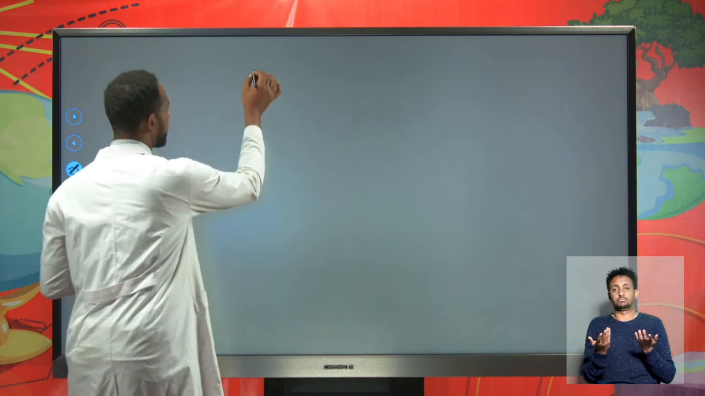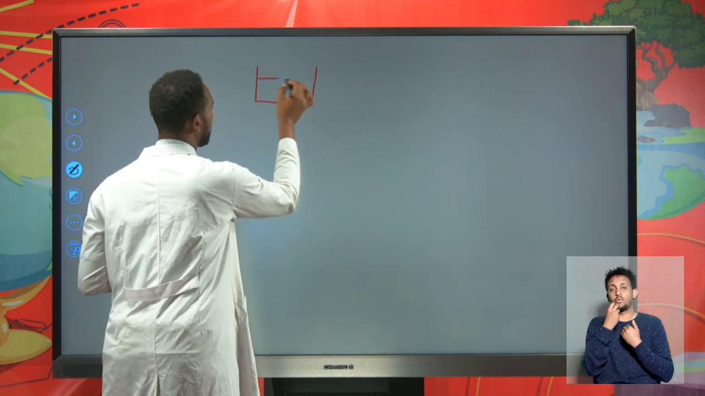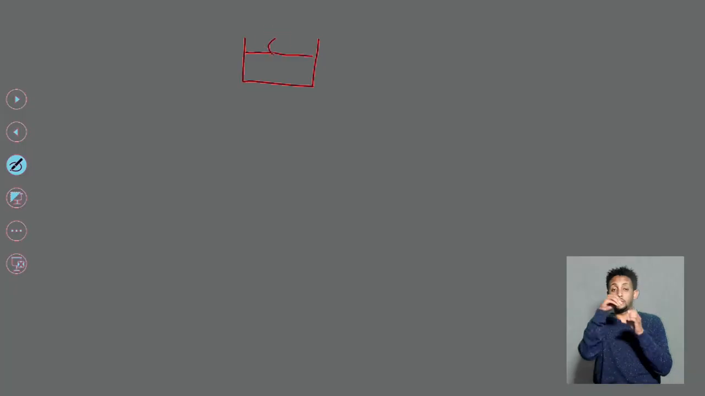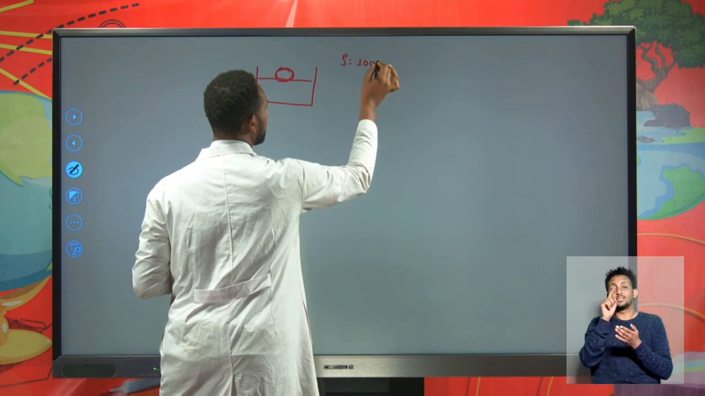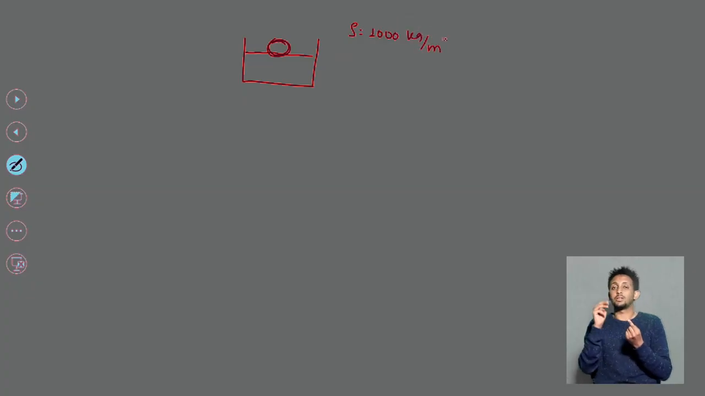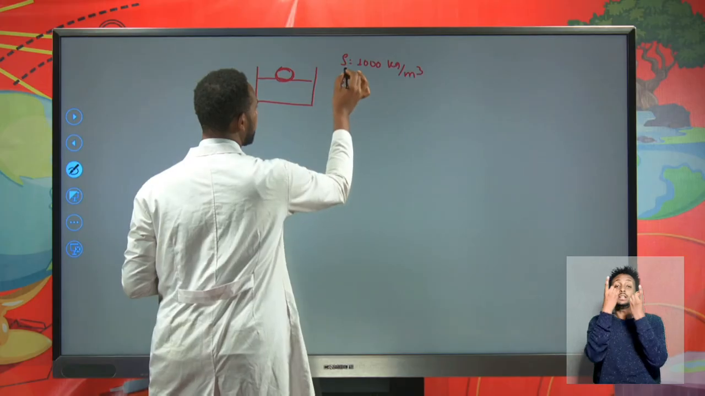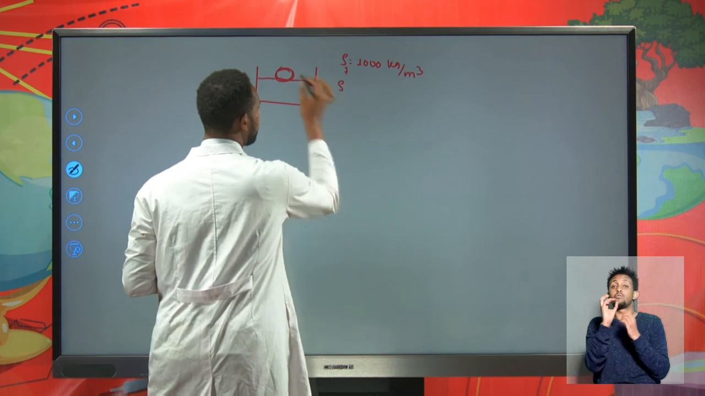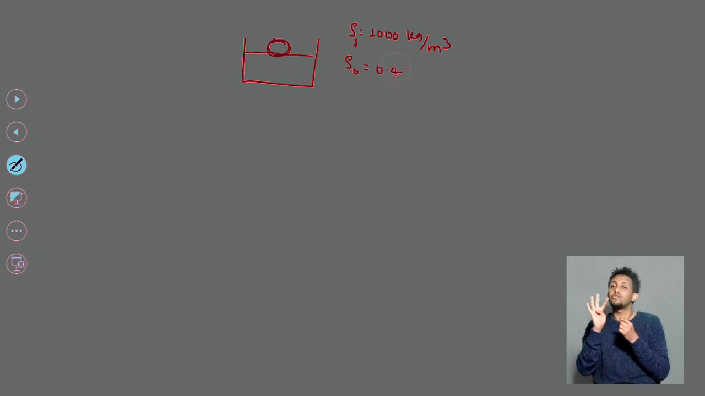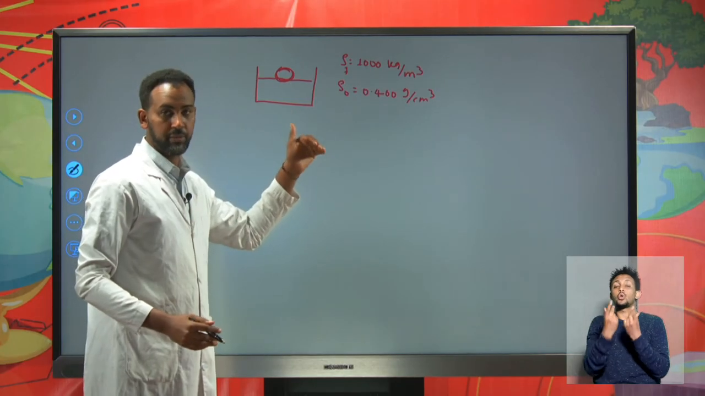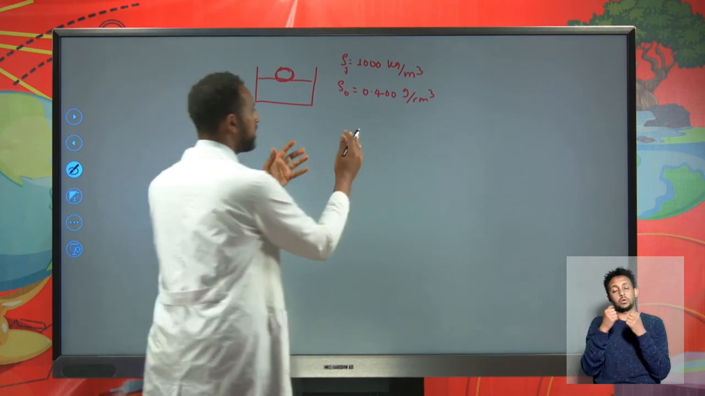Let's express it figuratively. Here you have water, and let's say this is the level of the water. If you put the tennis ball here, it cannot be immersed, because the density of the fluid, which is water, is 1,000 kilogram per meter cube, whereas the density of the tennis ball is 0.400 gram per centimeter cube. By the way, you have to convert between kilogram per meter cube and gram per centimeter cube. You should have the same units.